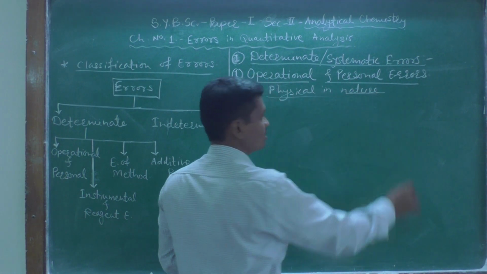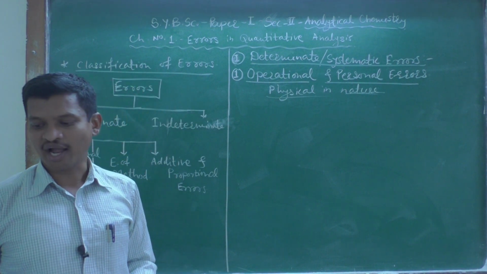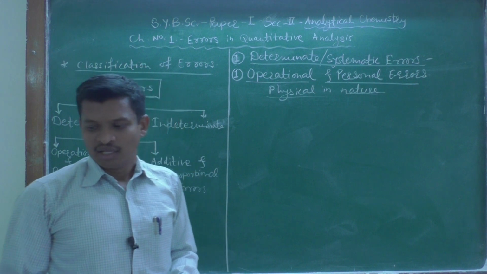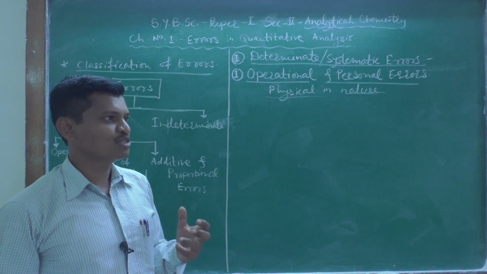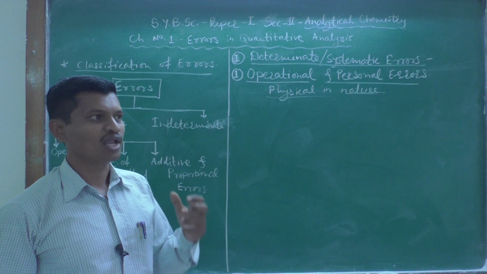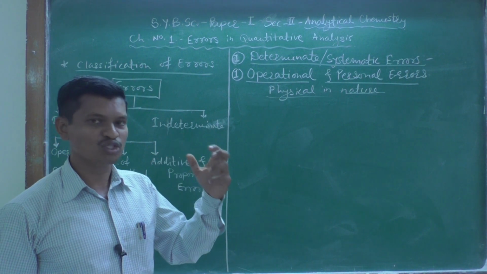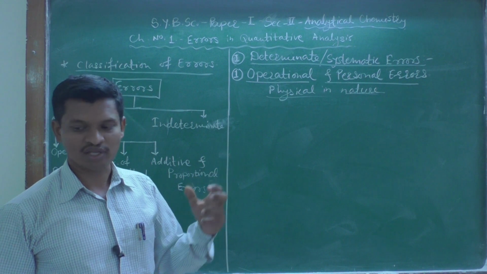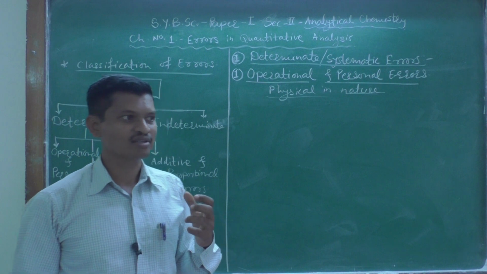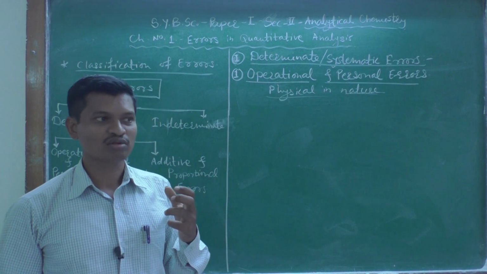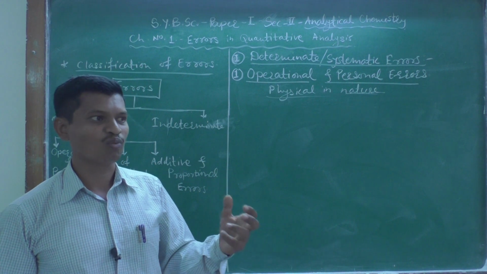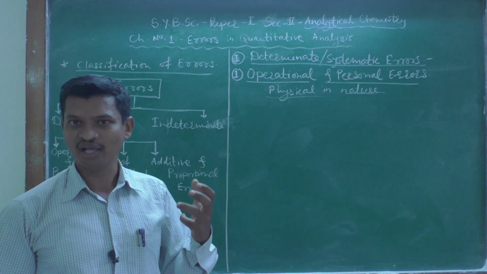These errors are generally physical in nature and occur when correct technique is not followed. Okay, then why are these personal errors or operational errors occurring? This is due to the lack of correct observations by an individual, or the correct technique is not being followed by that particular person. This is the reason why personal errors occur in the analysis.